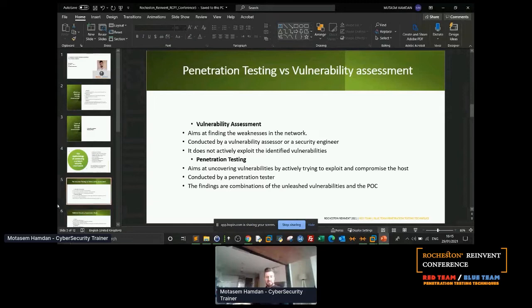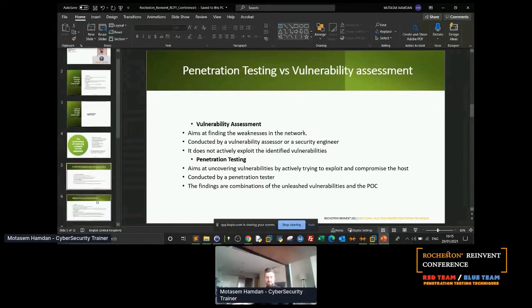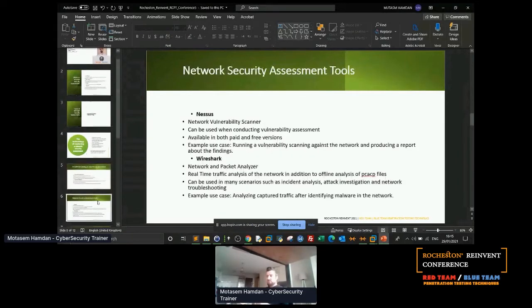All right. So next, the network security assessment tools. Now let's talk about the practical aspects of this domain. What are the tools that these guys use to assess your network? The first one is Nessus. Nessus is a unified tool for network vulnerability scanning.